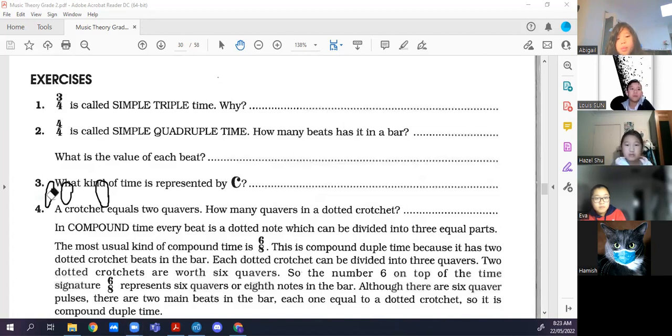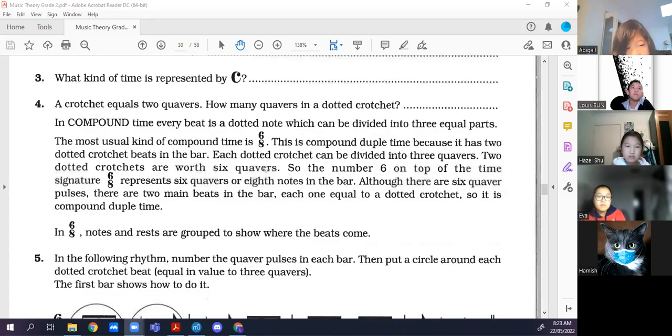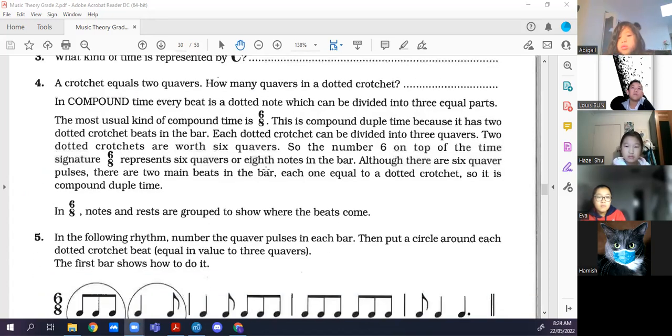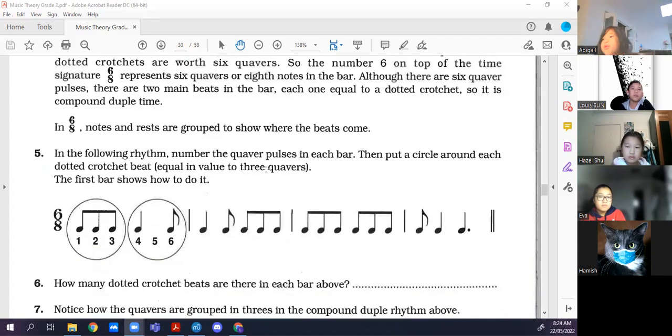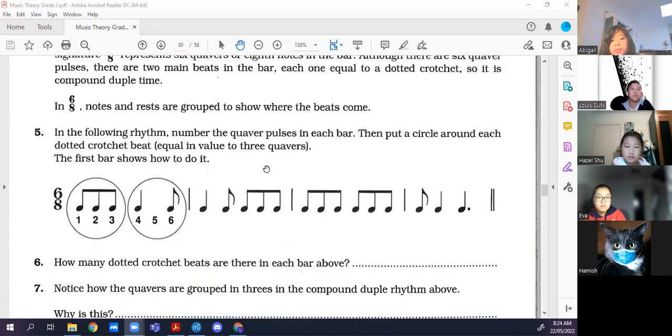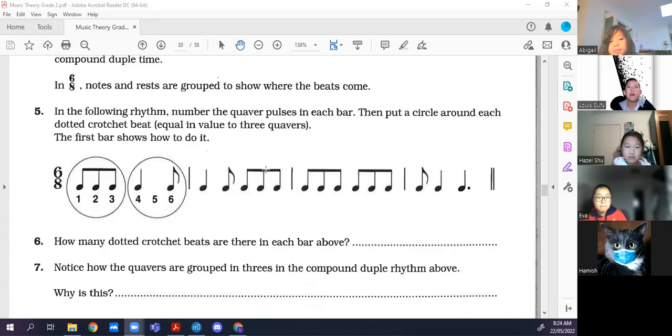Okay, there we go. So in question 5, this is a perfect example. So there are 6 quavers in each bar, but instead you have to group your quavers in 3. It looks a little weird, right?